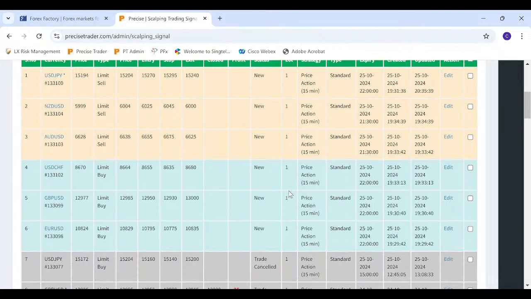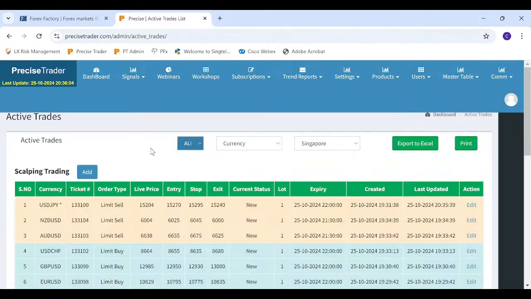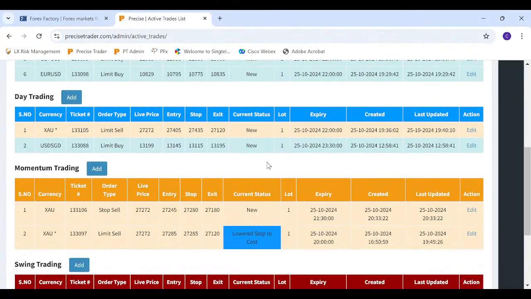Let me quickly run through the orders. Dollar Swiss. Later maybe we'll do the adjustment. Let's see. So the gold is refusing to turn. Refusing to turn.